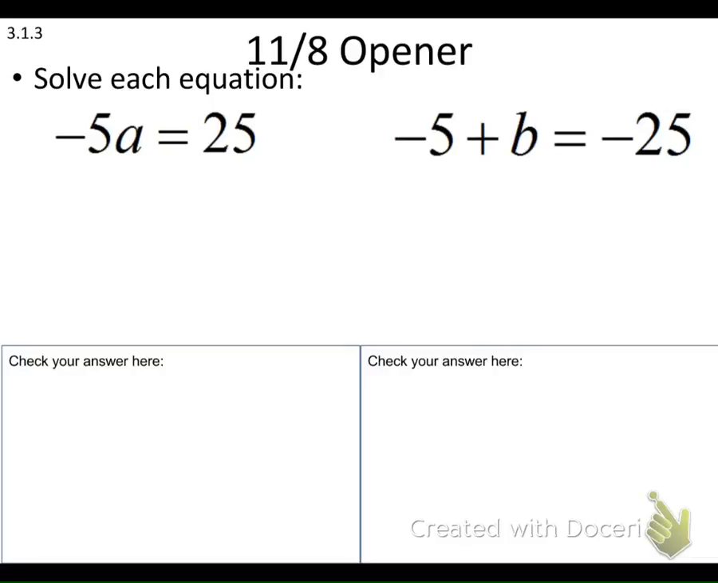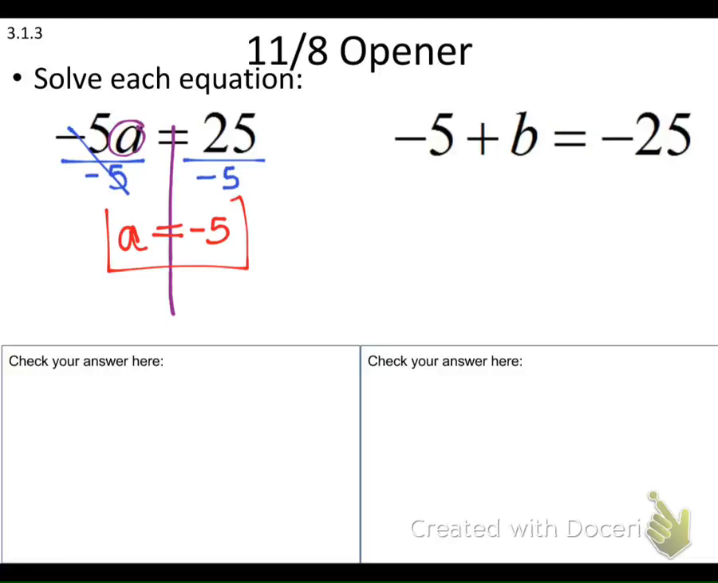When we go to solve one-step equations, the first thing that we're going to do is circle our variable and draw our line of equality. Now, in order to get that variable A by itself, what am I going to have to do? Divide by what? Good. We're going to divide each side by -5. So the -5's cancel on my left side, leaving me just the variable A. I'm going to put my equal on my line of equality. Then what's 25 divided by -5? Okay, so I'm saying A equals -5.